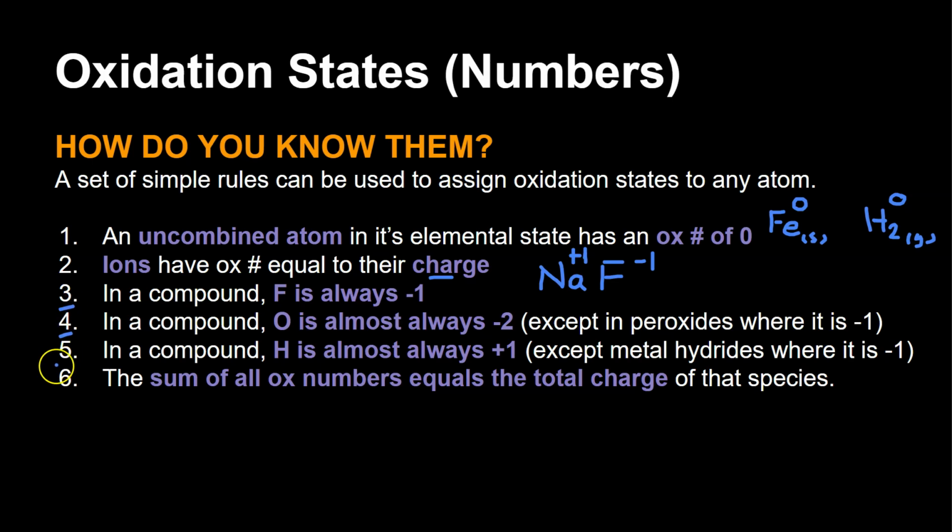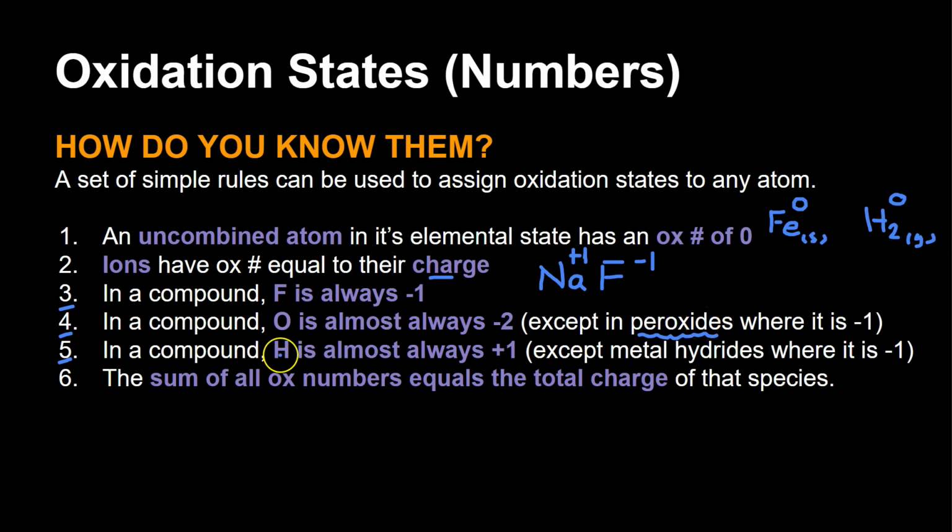Rules 3, 4, and 5 summarize some atoms that very commonly have the same oxidation state with very few exceptions. One of them is fluorine, which is pretty much always a -1, like we just saw in sodium fluoride. Oxygen is another one. It's almost always -2. There's one relatively common exception, a type of compound called a peroxide, where it's not a -2, it's actually a -1. You'll know it's a peroxide because you'll see the word peroxide in the name of the compound.